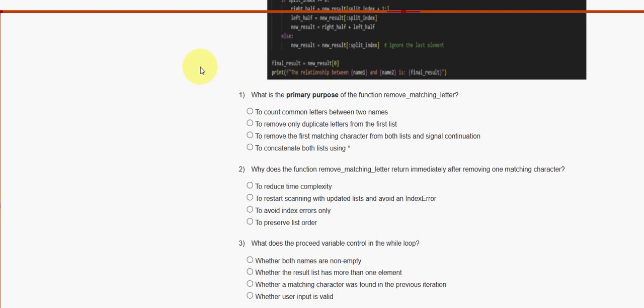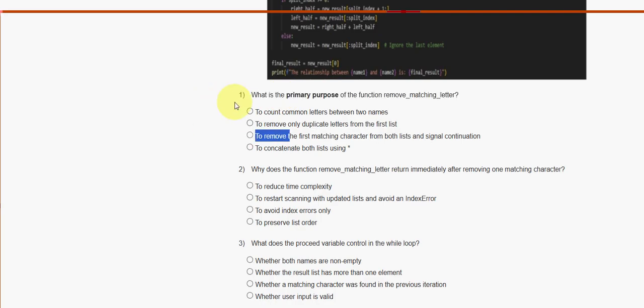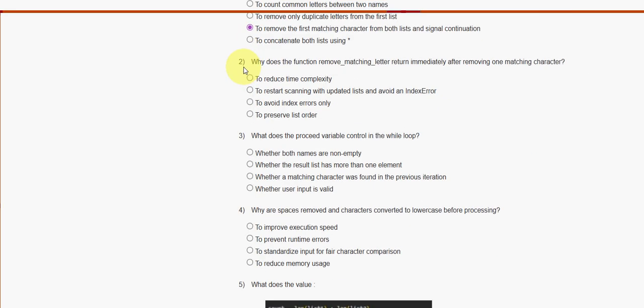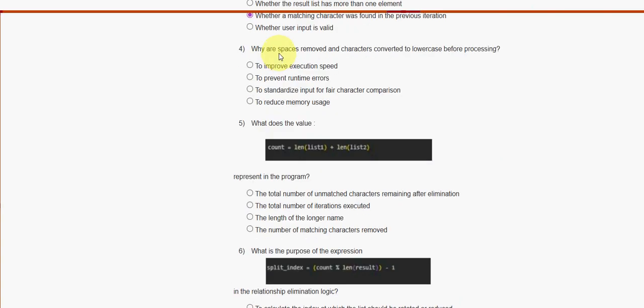First one, what is the primary purpose of the function remove matching letter? For the first question, third option: to remove the first matching character from both lists and signal continuation. So the third option is the probable one. Next, second question, option 2. Next, third question, third option. Next, fourth question, again third option.